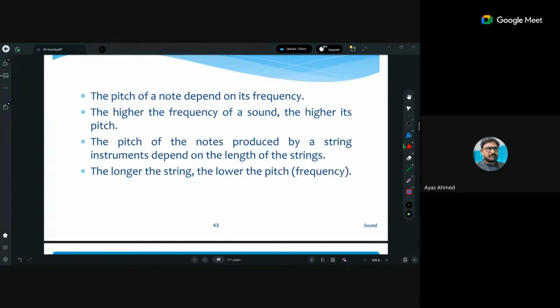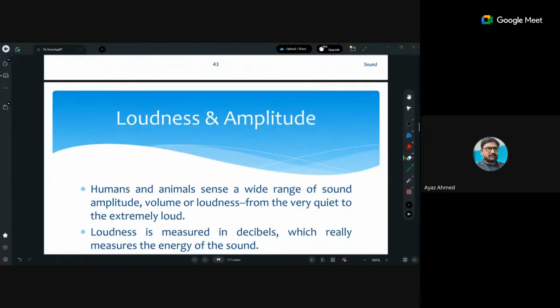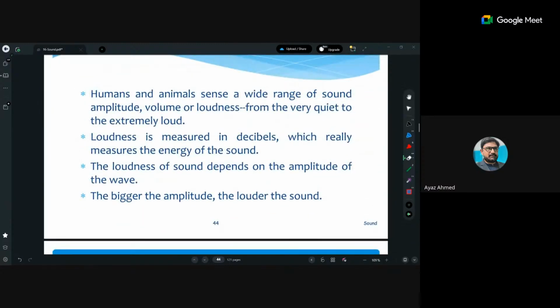So the pitch of the note or the voice depends upon frequency. I told you this all. Higher frequency, higher pitch, and the sound will be shrill, right? For example, when you tighten the strings of the guitar, what happens? You get more shrill voice, more shrill strong sound, right?